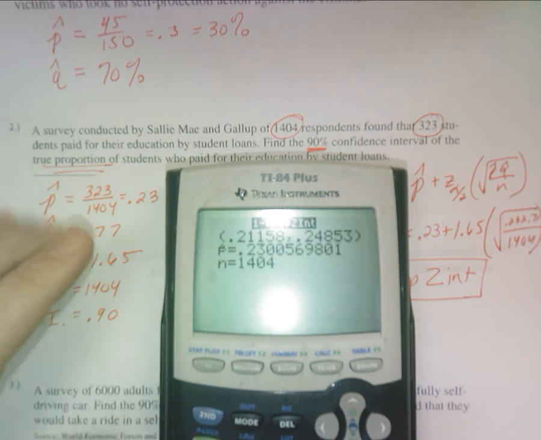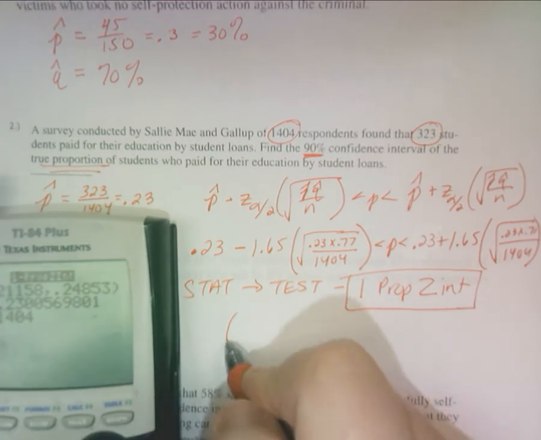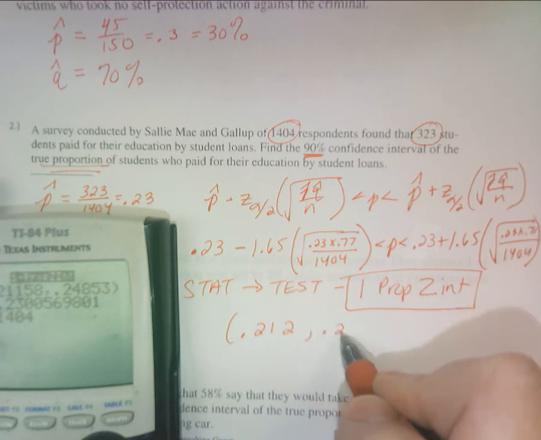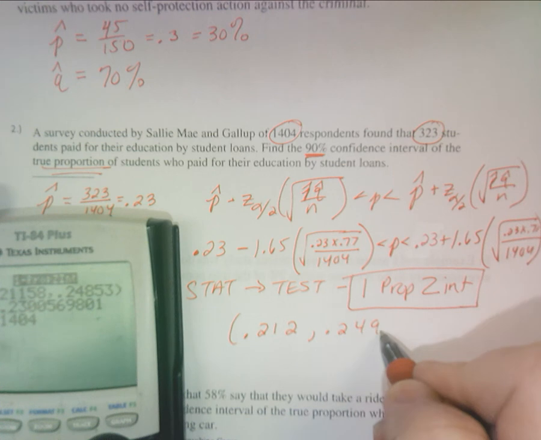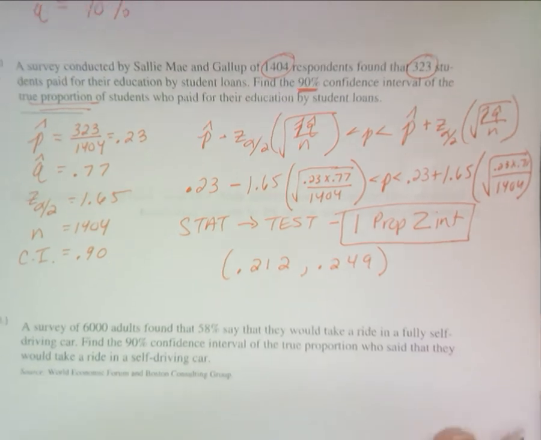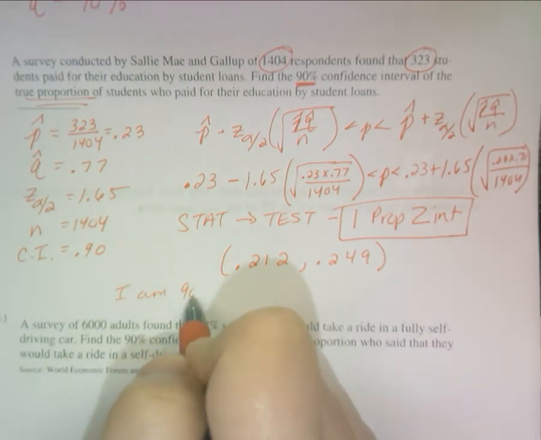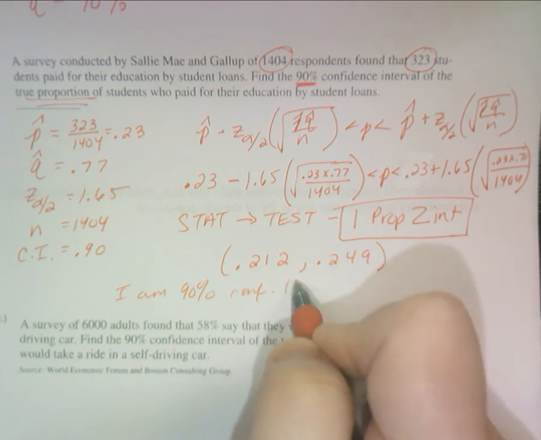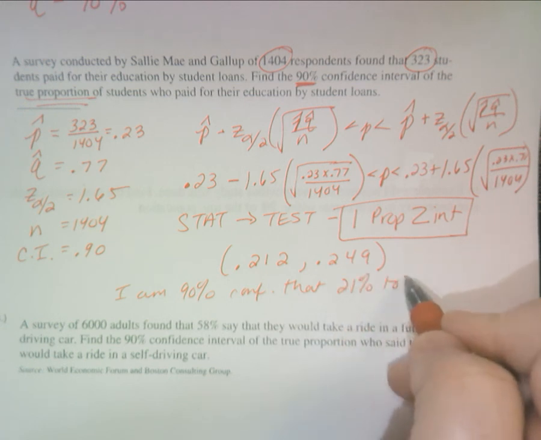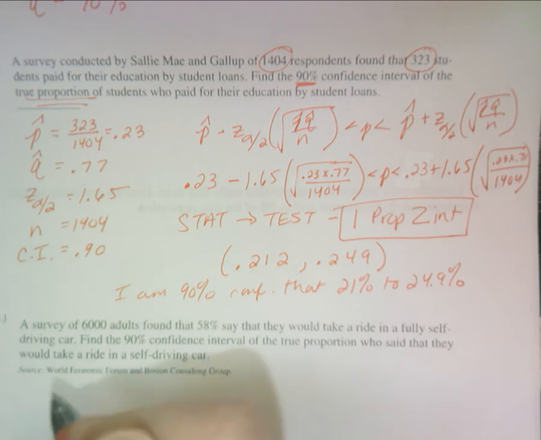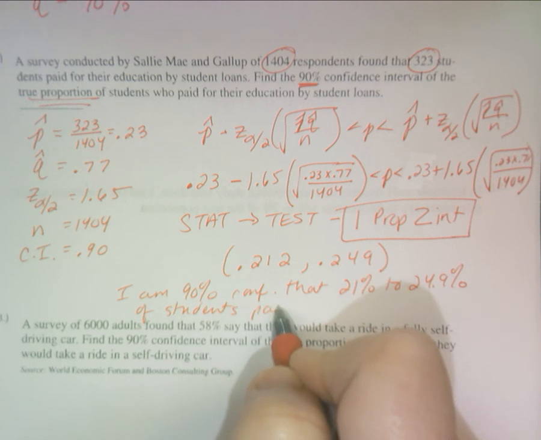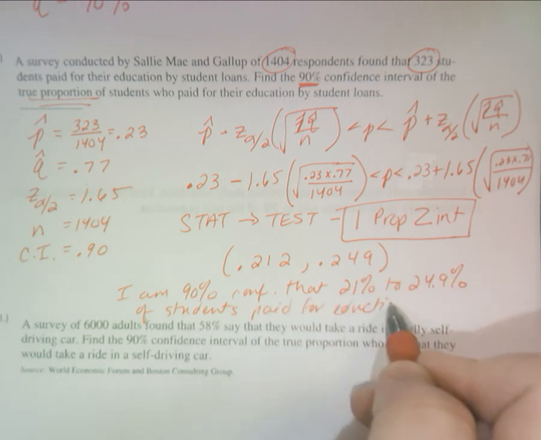Look, it even gave me the P hat. You round it to 0.212 to 0.249. You can be 90% sure. This is what this is saying for those who don't understand: I am 90% confident that 21% to 24.9% of students paid for their education with student loans.